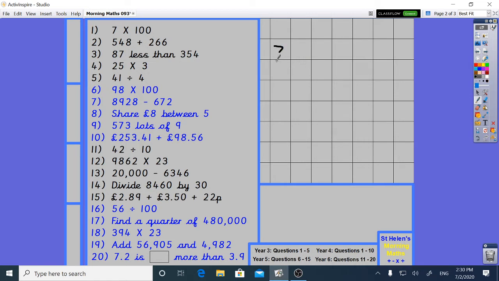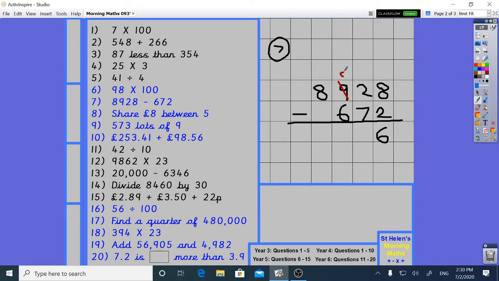Question 7. Try and get the pen at a perfect size. Question 7, I said, didn't I? Yep. 8,928. 8,928. We're going to take away 672. 8,928. Take away 672. That is 6. 2 take away 7 we can't do.